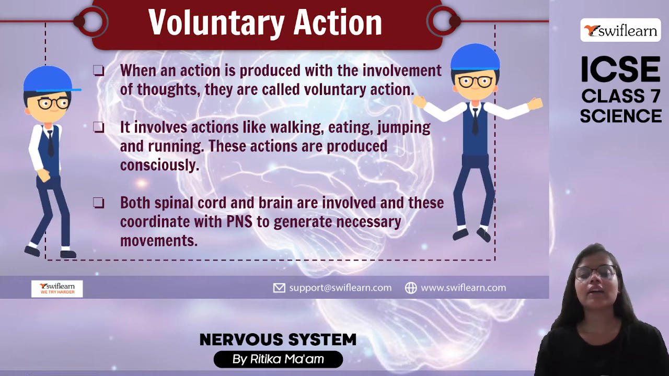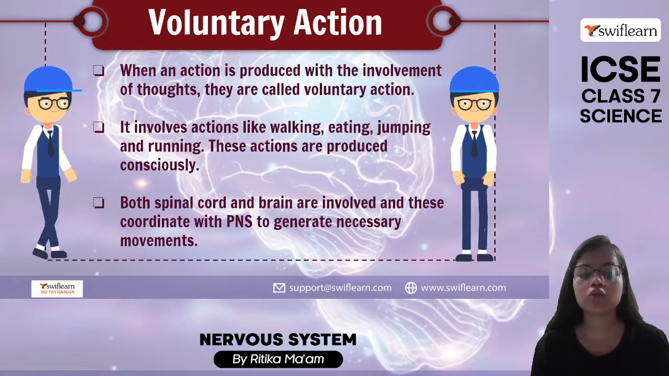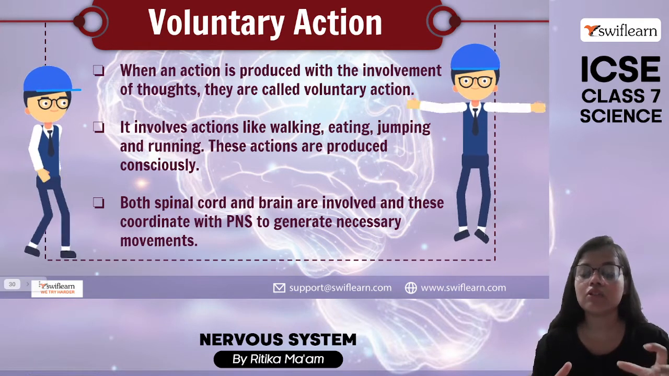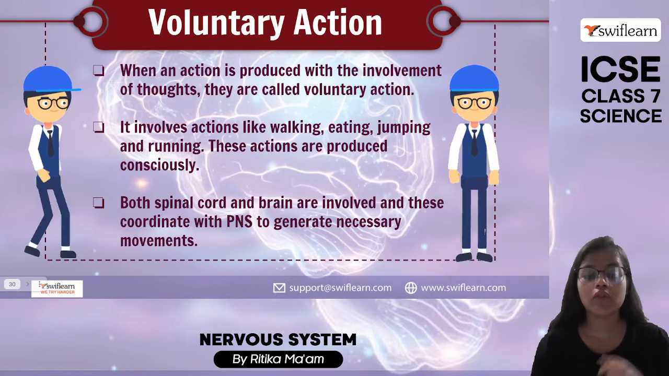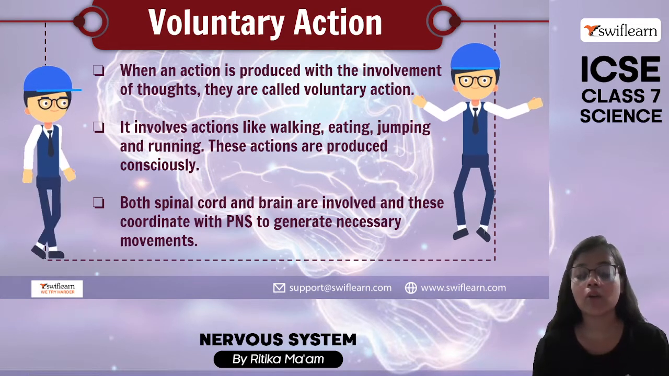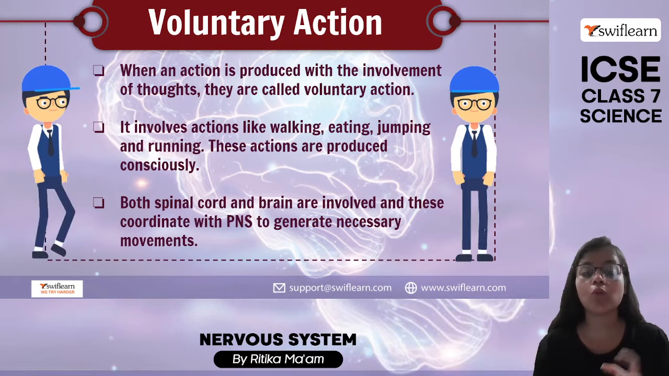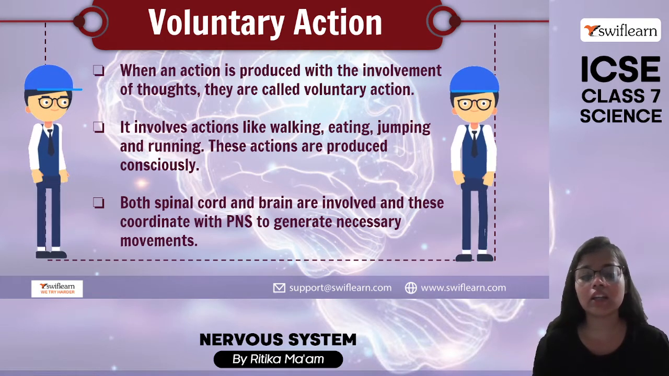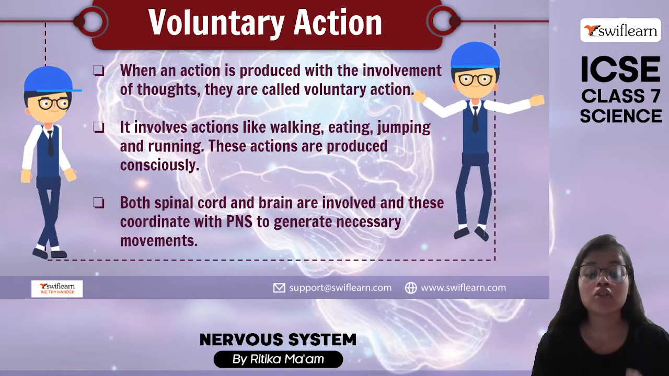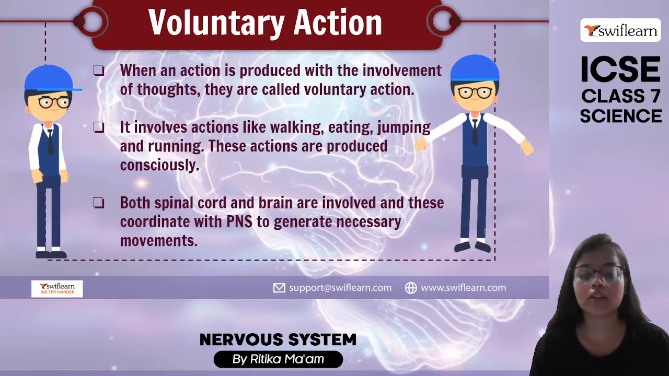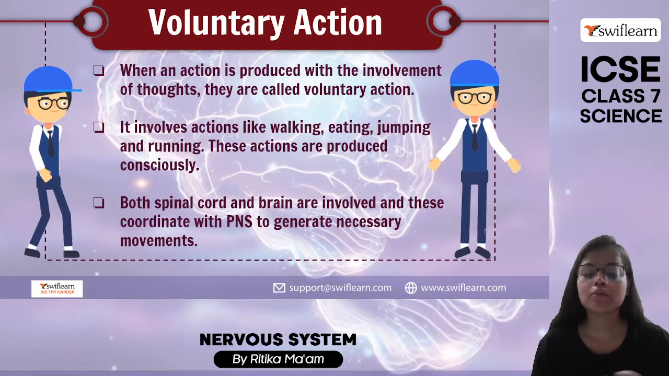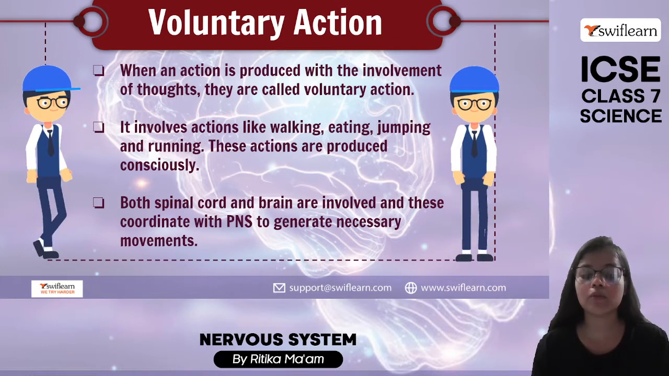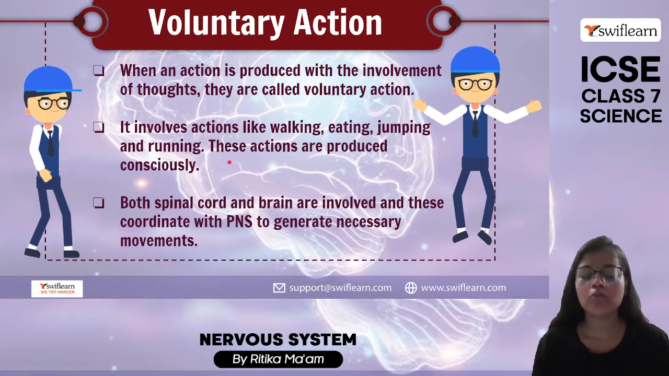So voluntary actions are the actions which are produced with the involvement of our thoughts, okay, which we can keep under control. So if I want to walk, I'm walking. If I want to run, I'm running. So these actions are voluntary. Okay, so walking, eating, jumping, running, these are produced consciously, and that is why they are known as voluntary actions. The brain and spinal cord are involved in these actions. They coordinate with the PNS, peripheral nervous system, and they generate the movements.